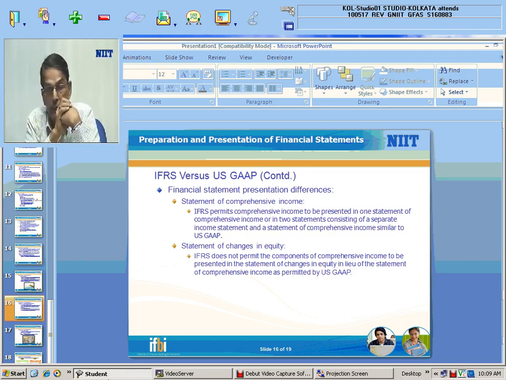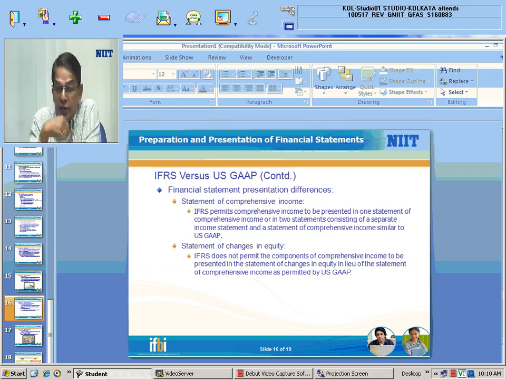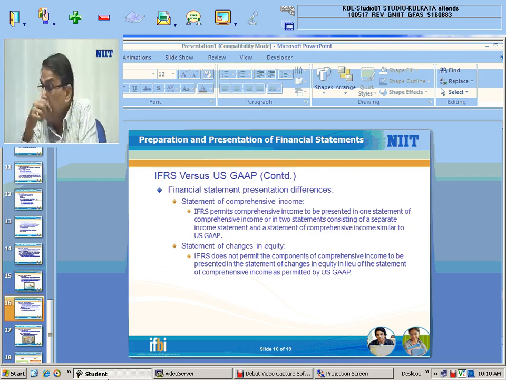Statement of comprehensive income. IFRS permits comprehensive income to be presented in one statement of comprehensive income or in two statements, consisting of a separate income statement, statement of profit or loss, and a statement of comprehensive income, similar to US GAAP. We are talking of the presentation. What are the presentation differences under IFRS and US GAAP? We have talked earlier about the preparation, now the presentation aspect. IFRS permits comprehensive income to be presented in one statement, or in two statements, that is statement of profit or loss and other comprehensive income. US GAAP also permits the same thing.